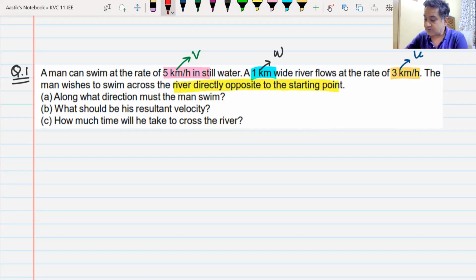There are 3 questions. Along which direction must he swim? You should give the direction with the river flow. What is the resultant velocity? That is question number 2. How much time does it take to cross the river? That is question number 3. So there are 3 questions, and I hope that you can solve them as homework in the hostels or your home, and you will give me the answer in the next class. Can I expect that, yes or no?